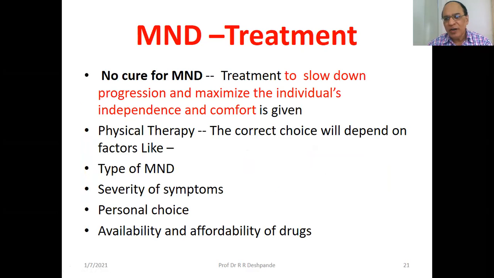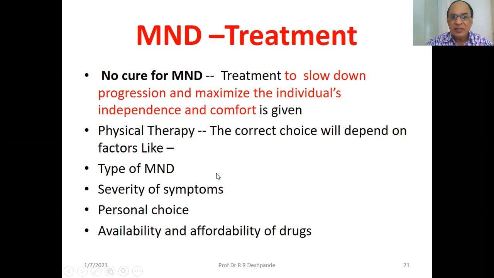Treatment. Unfortunately, there is no cure for the MND. What can we do? We can slow down the progression and maximize the individual's independence and comfort. We can try to improve the quality of life. That is why allopathic and Ayurvedic treatment is given for quality purposes, not for quantity. The patient is going to die, but quality can be improved: less pain, less cramps, less anxiety, less depression.